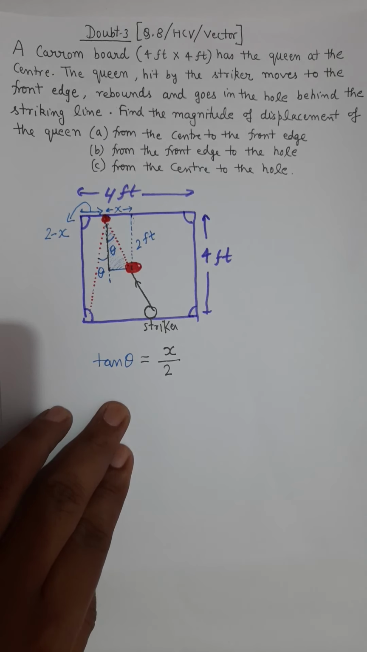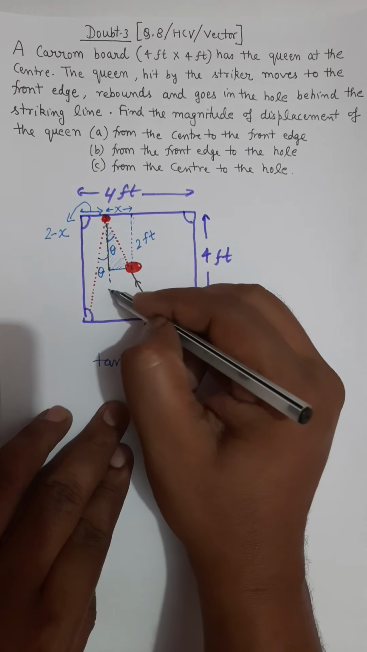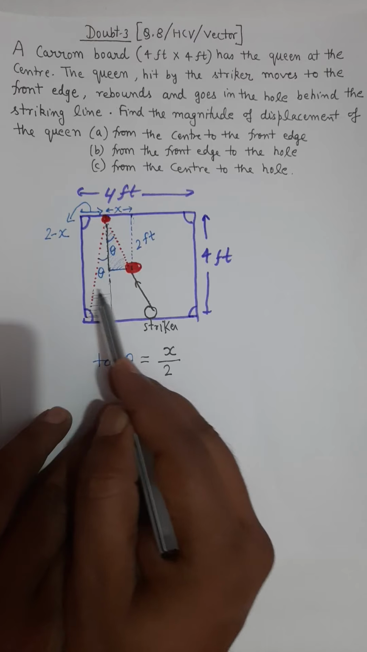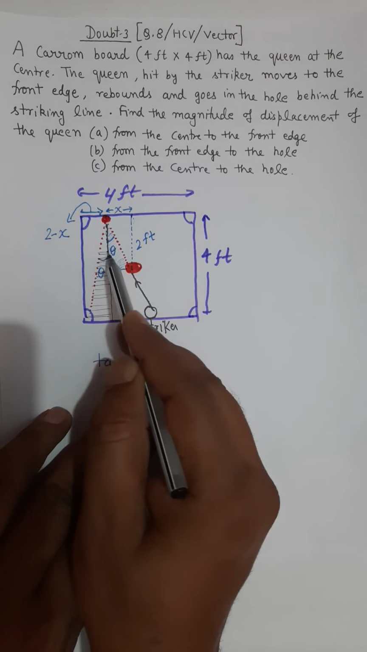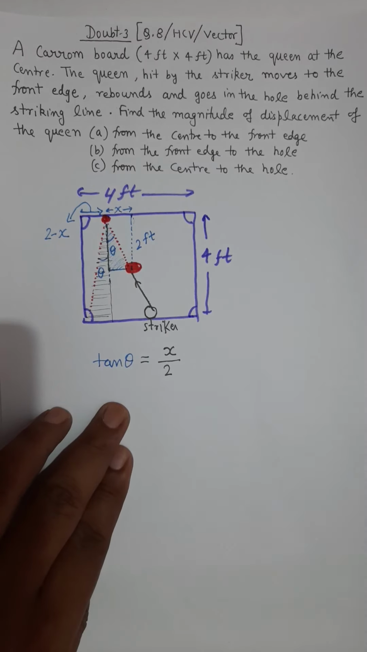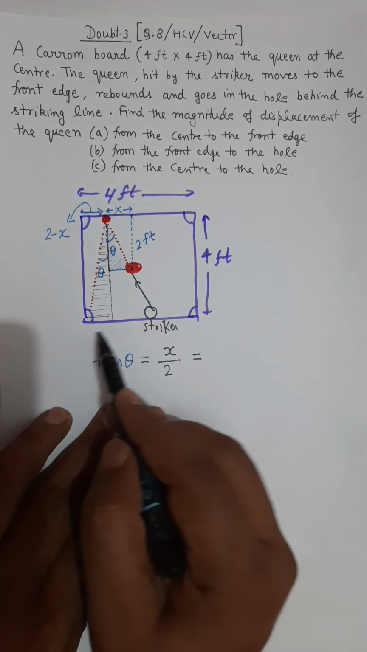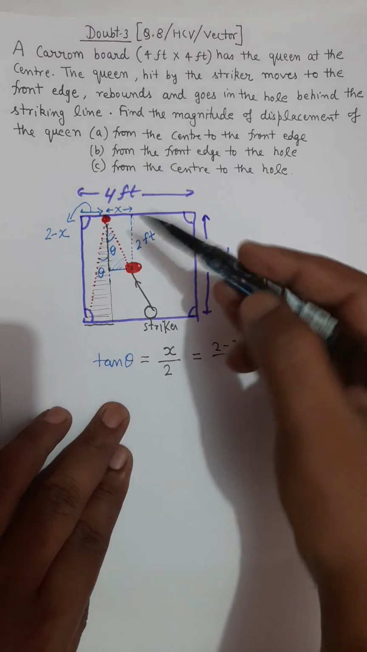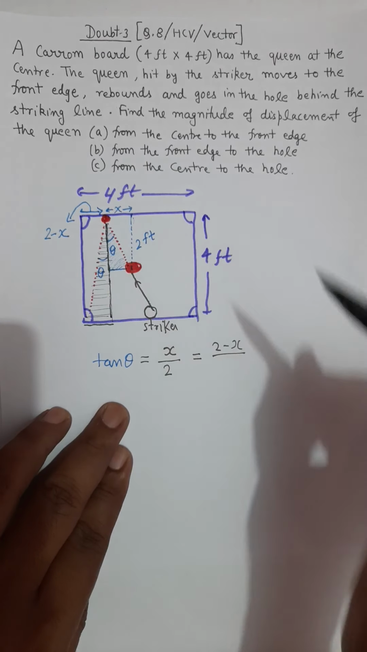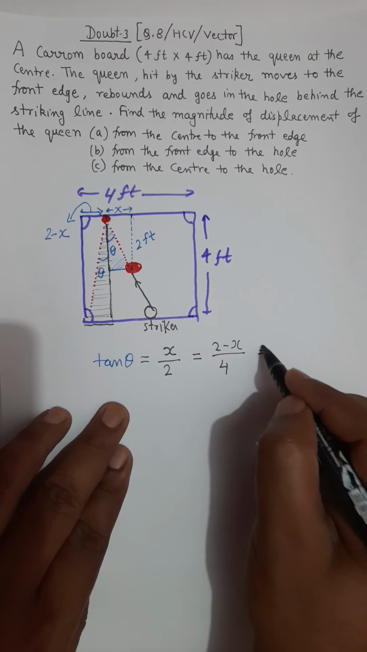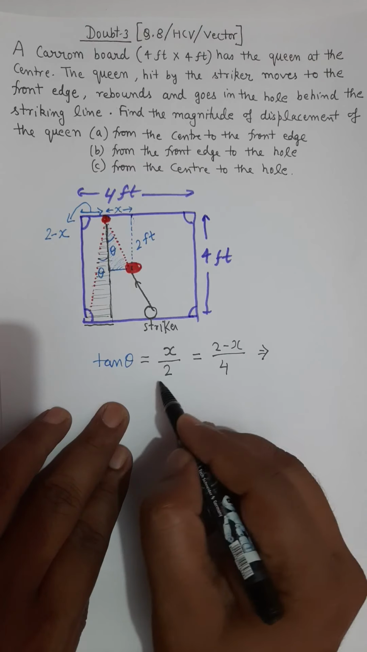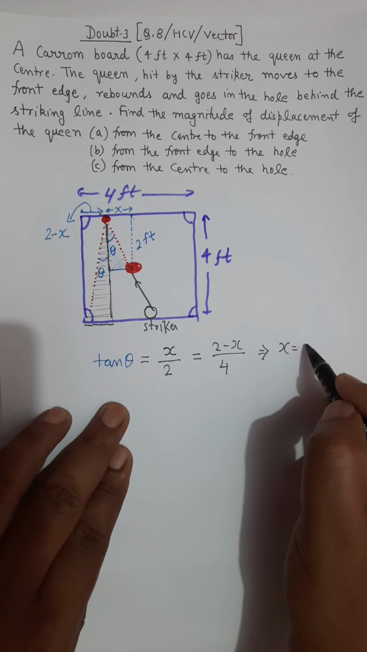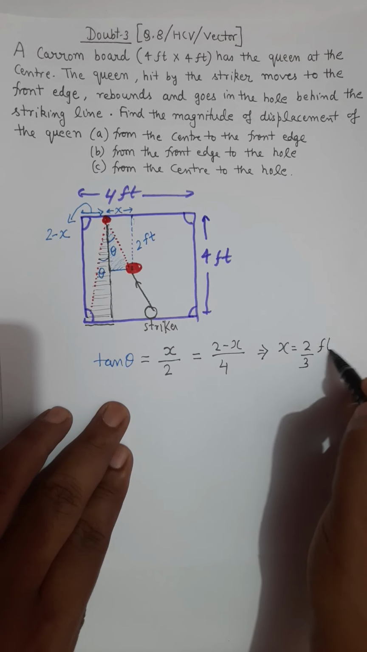And tan theta can also be obtained from this bigger triangle. From this bigger triangle, you can obtain tan theta from here also. And from this triangle, you can find tan theta equals this length, which is 2 minus x, over this length, which is 4 feet. And if I solve it, I get x equals 2/3 feet.